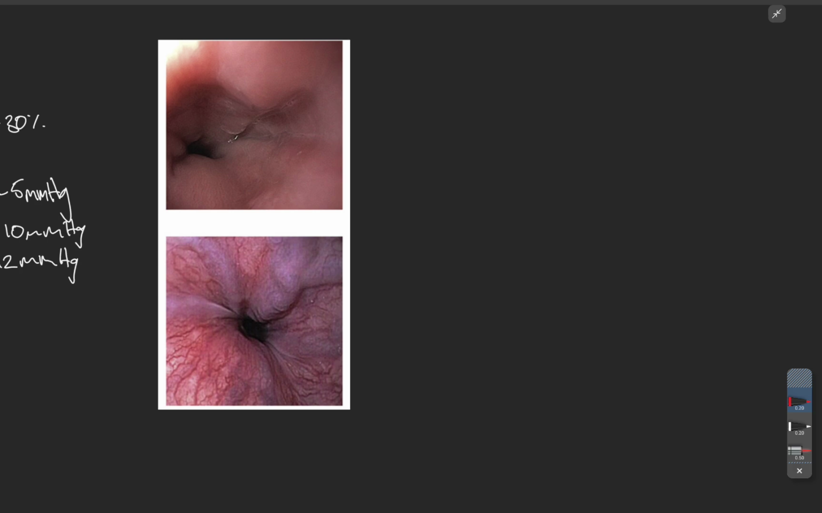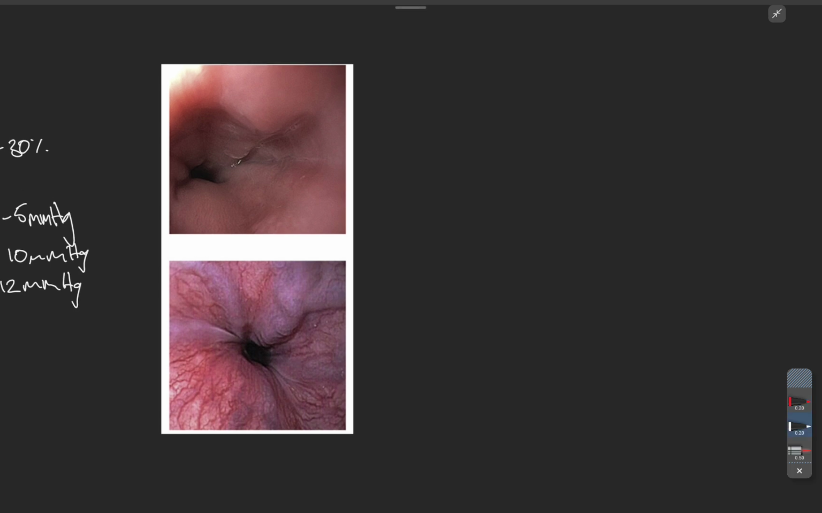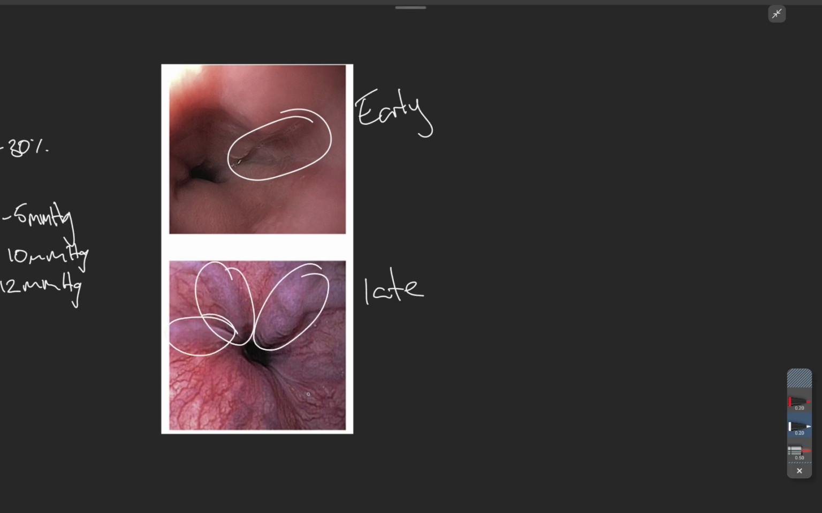The most common and universally endorsed system is the Baveno classification. This includes the number of strands, location, and presence of red color signs. In these endoscopy pictures, the top image is early stage with minimal reaction in the veins, and this one is late stage, where there are multiple varices and red color staining found.